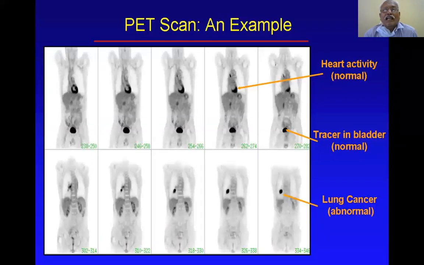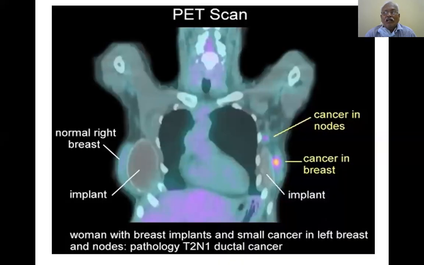So the PET scan is an example. The activity of the heart will be shown in this. A normal heart will have that activity, and the tracer in the bladder will be found. Lung cancer will be found in the lung areas. So this PET scan will show the increased activity of the cancer cells in those areas. If the areas consume a lot of carbohydrate, so increased activity is going on there, and that increased activity can become an example for cancer.